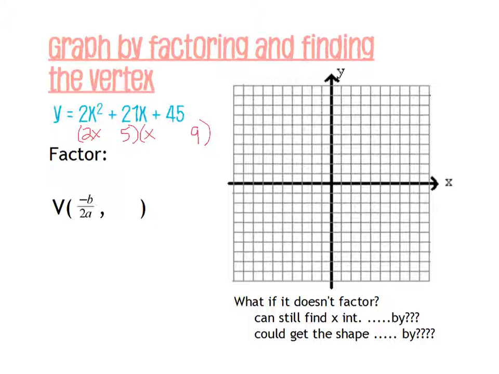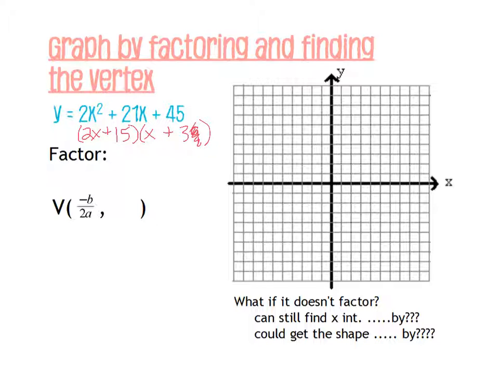What it's really going to be, I'm going to try some different factors. I think 15 and 3. I don't want to take the 15 times the 2. I'm going to put the 15 over here, and this is now going to be a 3. Then when you check your outer and inner, you got a 6x and a 15x. There's your 21x that you need. These are both going to be pluses.